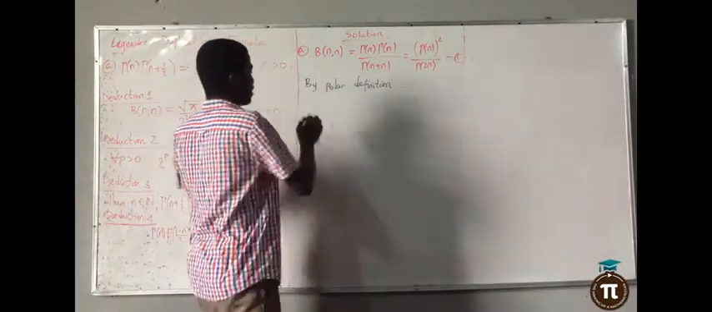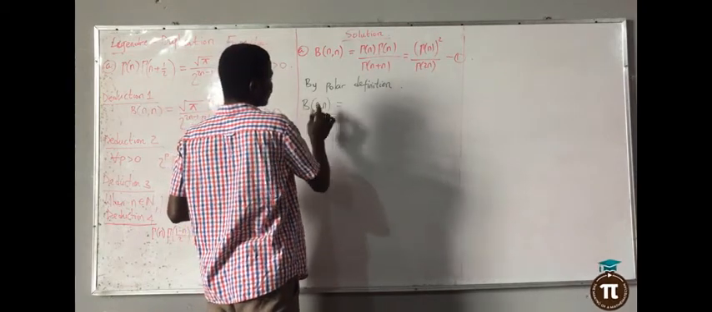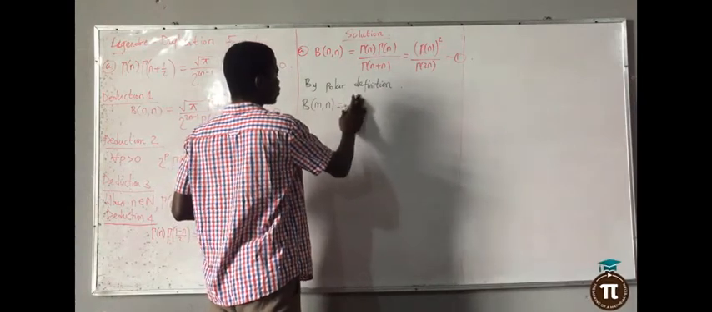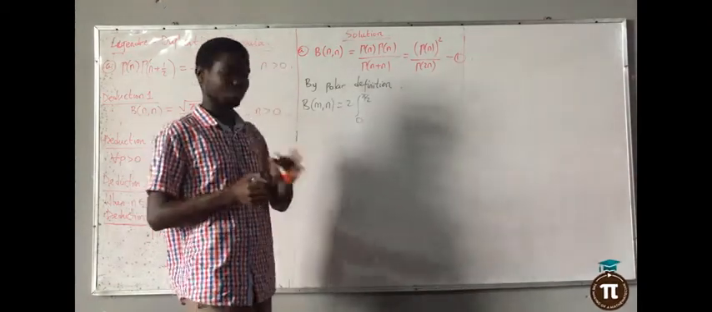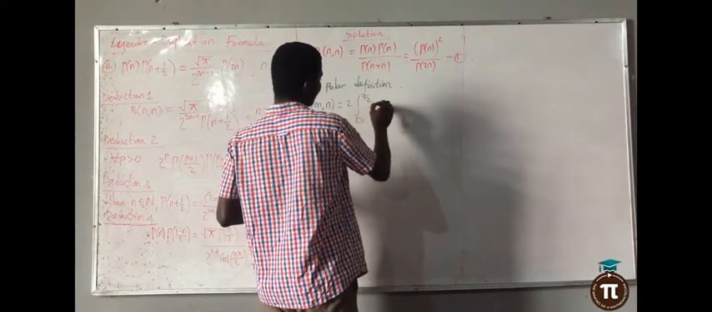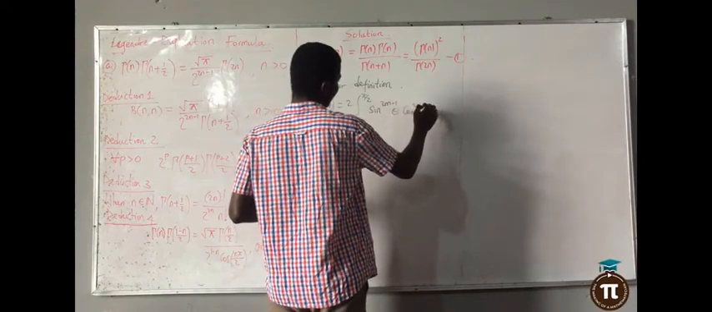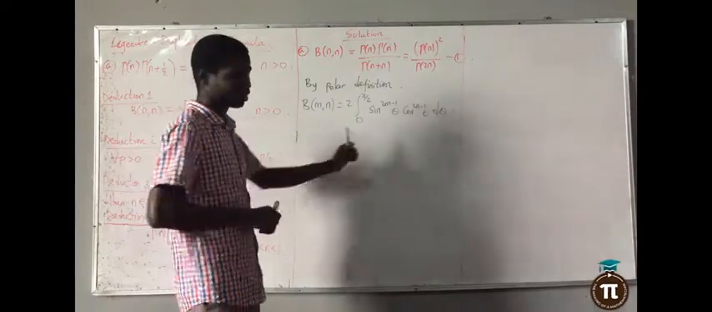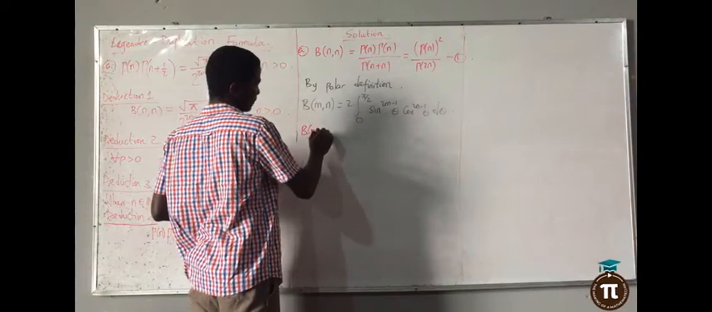Now, again, from the beta-polar definition of the Gamma function, we have beta of n comma n, don't forget, is equal to 2 integral from 0 to pi over 2 of sine 2n minus 1 theta cos 2n minus 1 theta d theta. That is what we are going to have, right? So that is what we have. But now I want to do beta of n comma n.